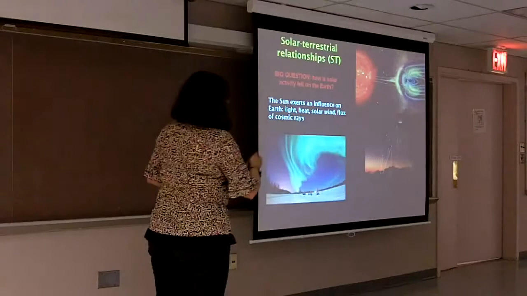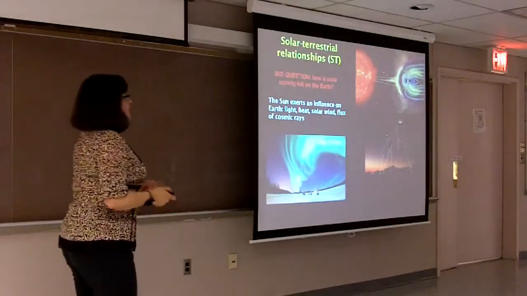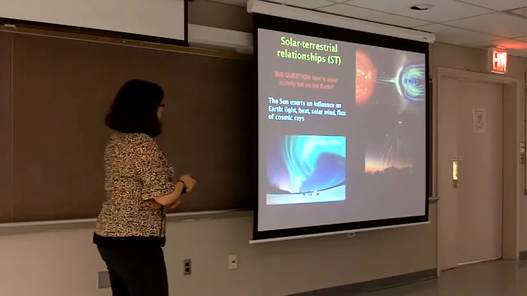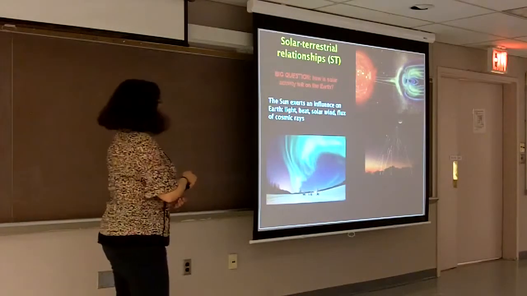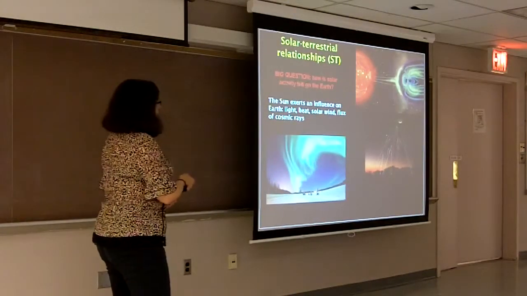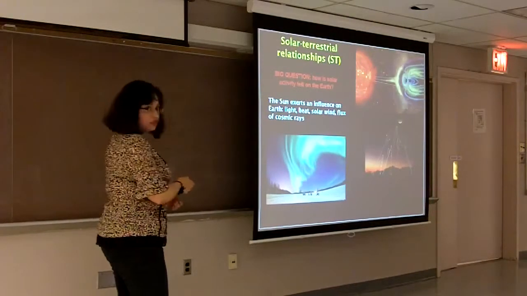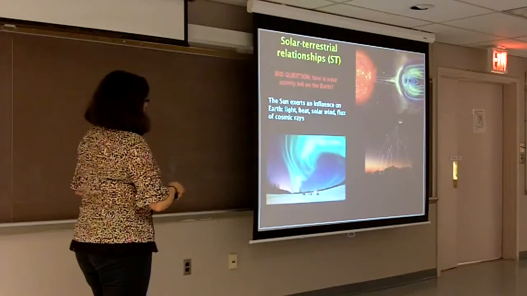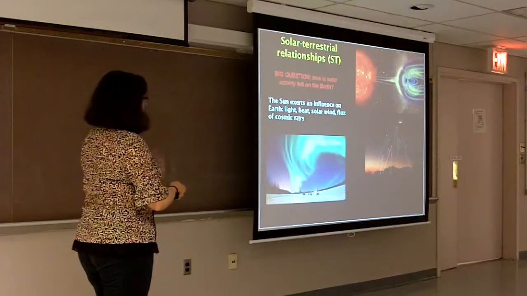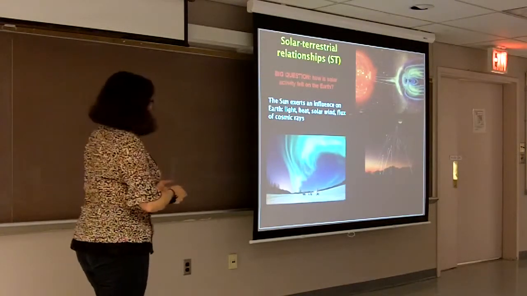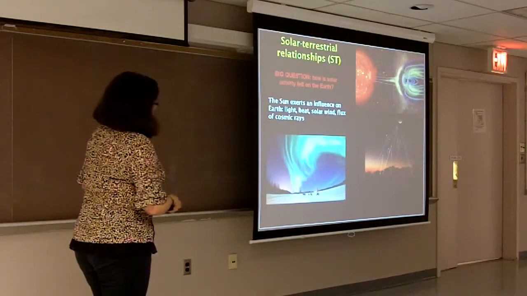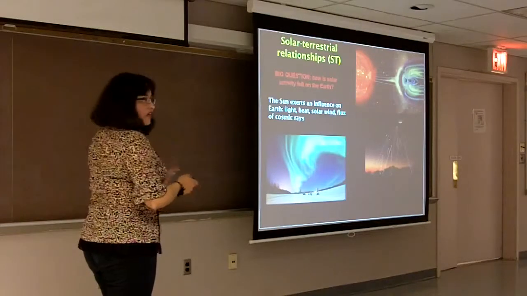So what about the solar terrestrial relationships? This is a huge area of research, and the main question in this topic is, how is the solar activity felt on the Earth? As you know, the sun exerts an influence on Earth because of the sunlight, the heat, the solar wind, the flux of cosmic rays. In these pictures, I'm just showing you this type of interaction of the solar activity and the Earth.